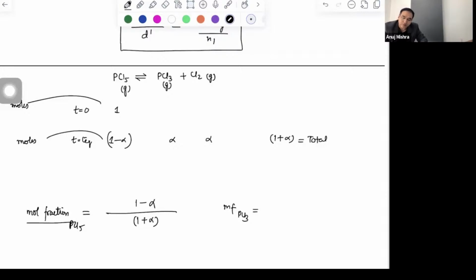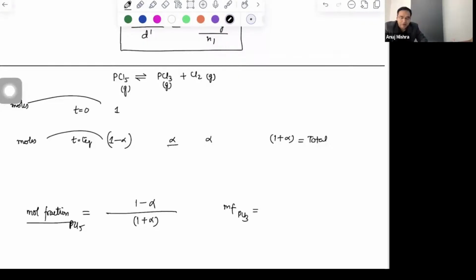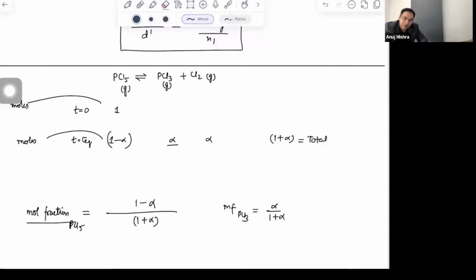Yes, sir, how much? Sir, is it alpha by 1 plus alpha? Correct. What about the mole fraction of Cl2? Same. Alpha upon 1 plus alpha.